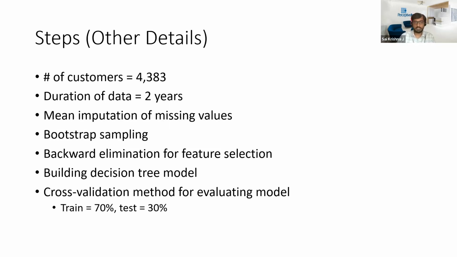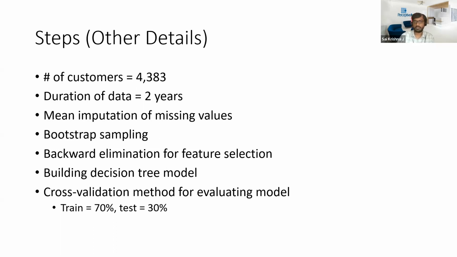So these were the details on the data and some minor details in the project. They had 4,383 customers, and the data spanned 2 years, that is from March 2013 to March 2015. And wherever they found missing values in the data, they did a mean imputation. So they would take an average. The percentage of missing values was not that high, around 1 or 2%. So they were able to go ahead with this imputation.